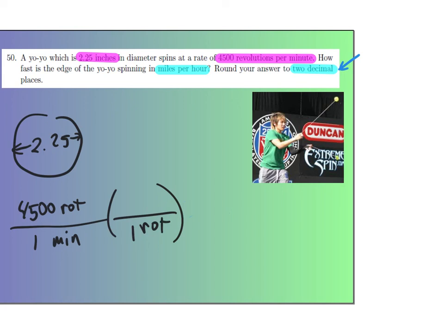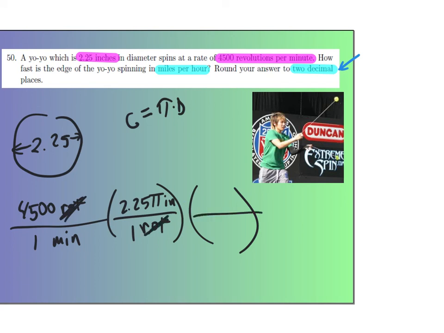One rotation is a circumference, and the circumference is pi times the diameter, and the diameter is 2.25, so 2.25 pi inches. And I got rotations out of there. Now I'm at inches per minute, and I wanted feet per second, so I got to get inches to feet, so I'll put inches here. 12 inches, 1 foot. Now my inches can cancel.